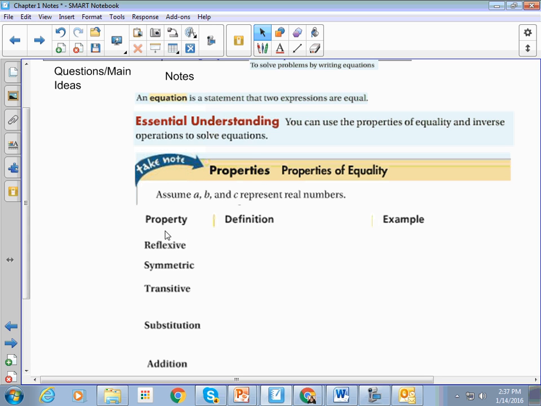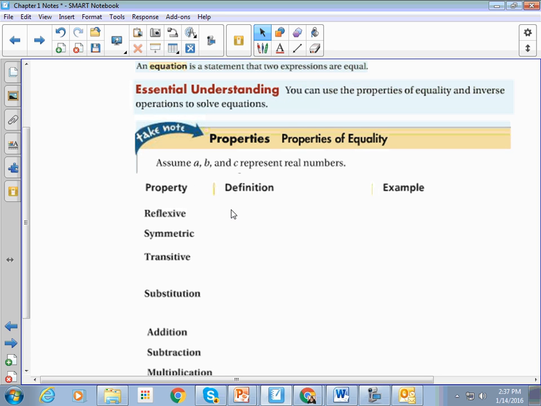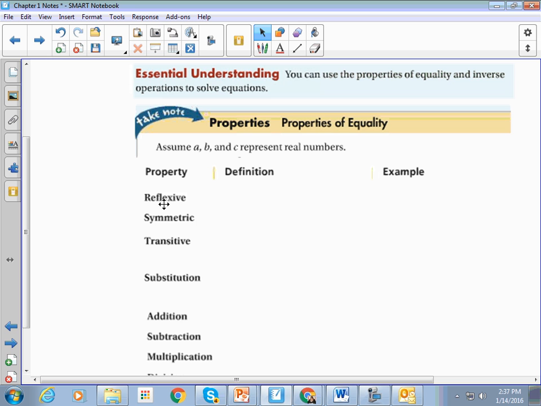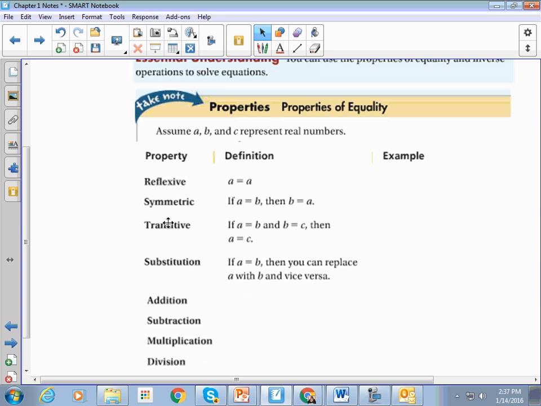All right, so what I want you guys to do is write down each of these properties, because these are the properties of equality that we're going to use to manipulate our equations. So the first one is reflexive. That is just one item is equal to itself. I think of it like a little mirror, like a reflection. That's how you know it goes with reflexive. Symmetric property is if A equals B, then you can rewrite that as B equals A. It has a symmetry to it.